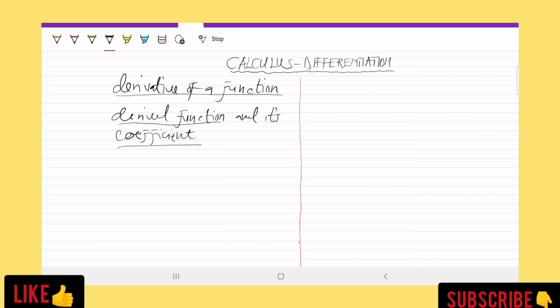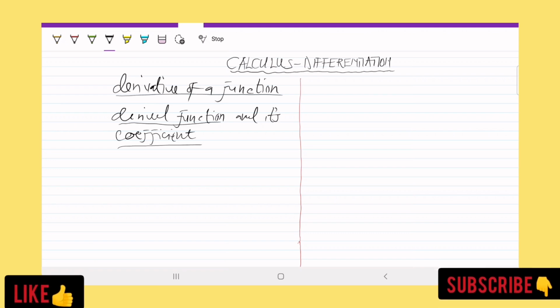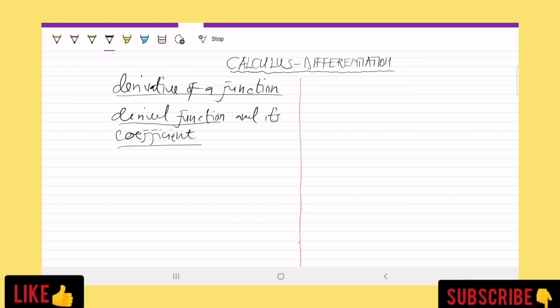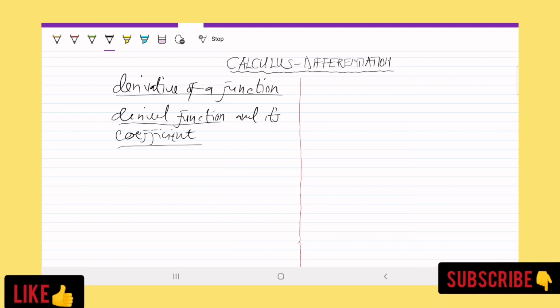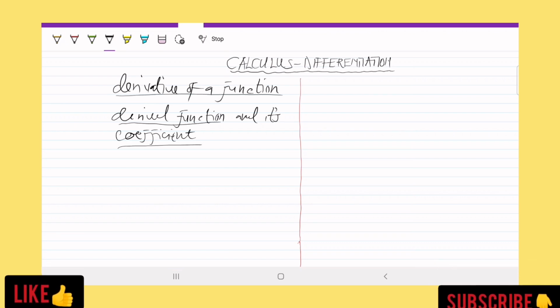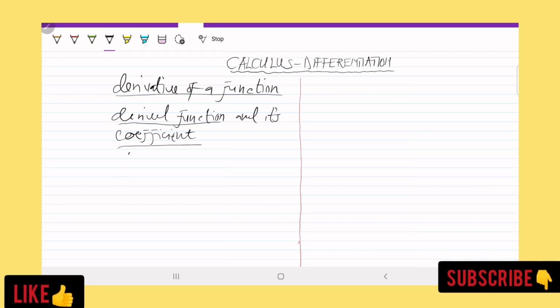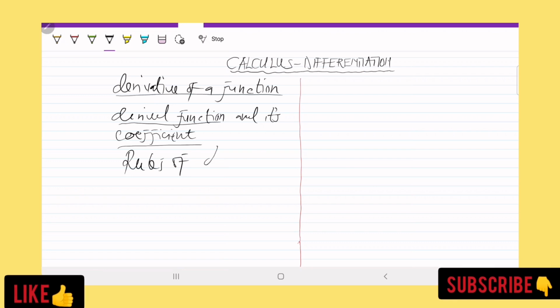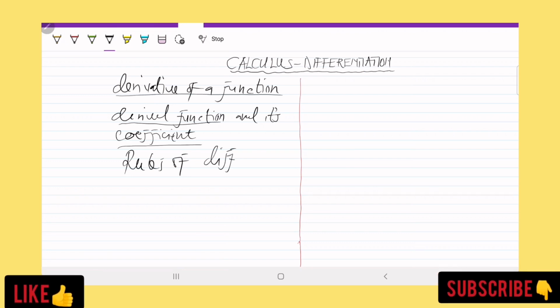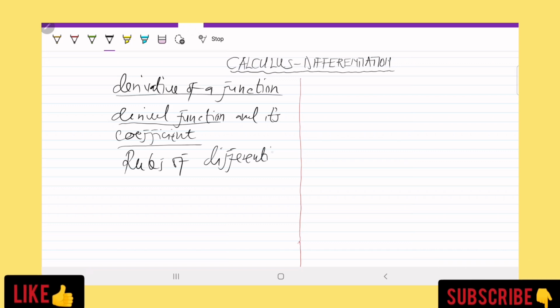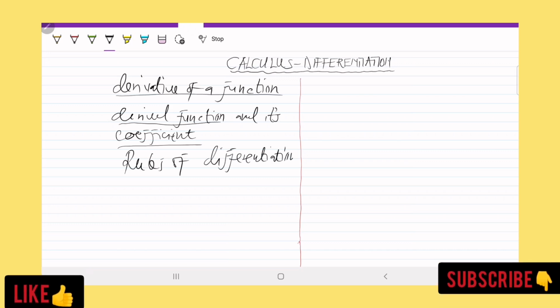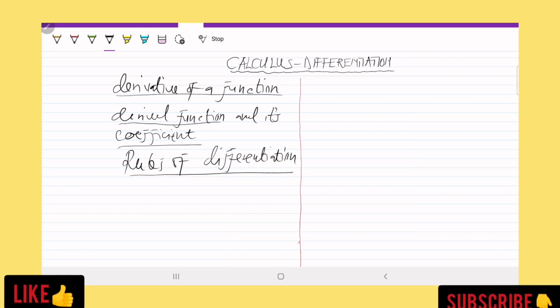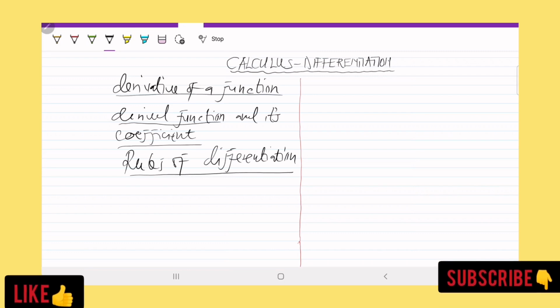Find the derivative of a function. I believe that is clear, right? So that is what we need to know when it comes to differentiation. So let's move straight away to talk about the rules of differentiation.